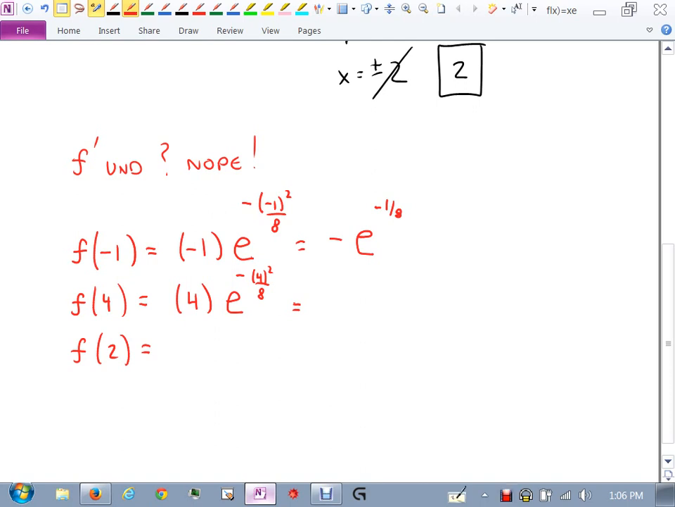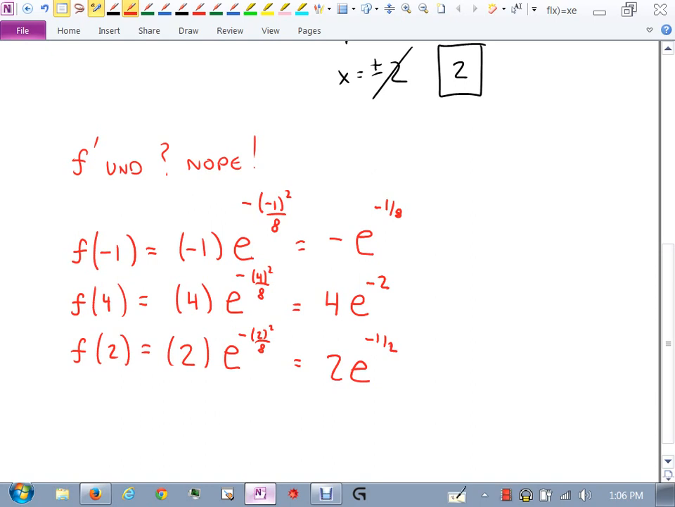I'm just finishing this off. This is 4e to what power here? -2. And then the last one would be 2, then e to the -2 squared over 8. So 2e to the -1/2. And you could probably plug all those into your calculator and figure out which is the biggest and smallest.